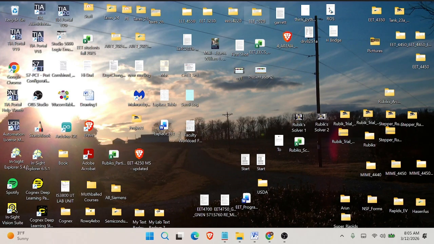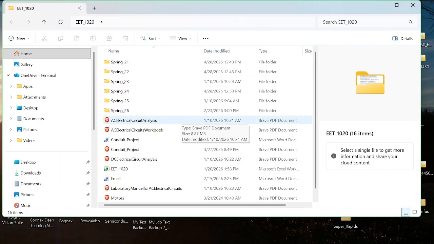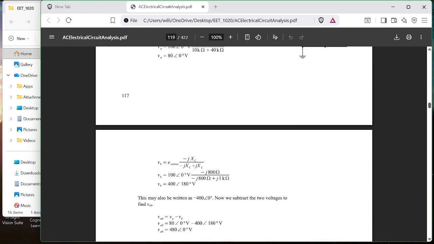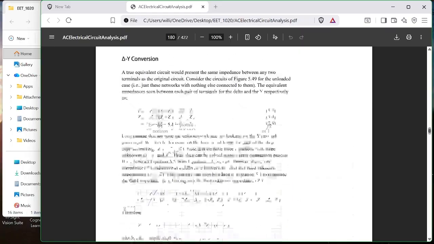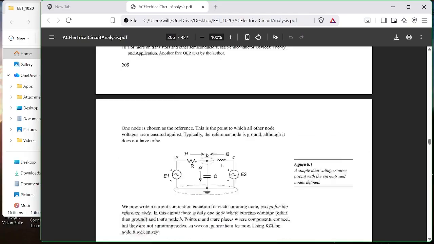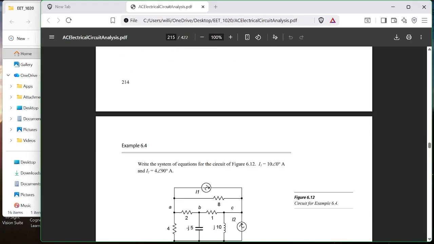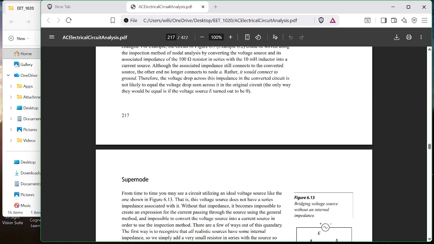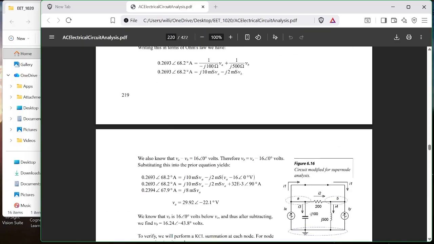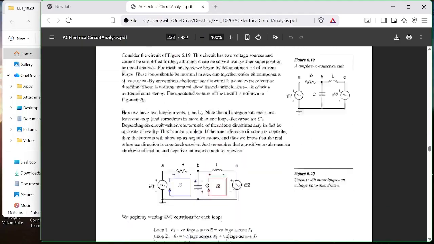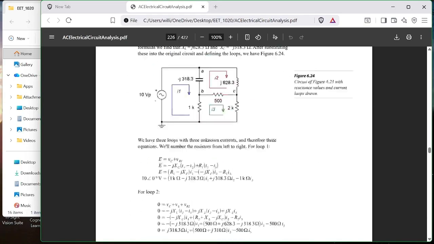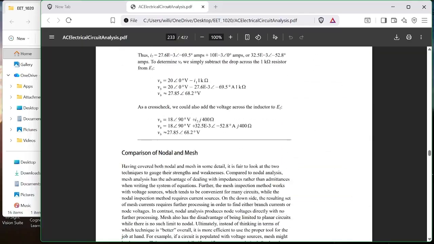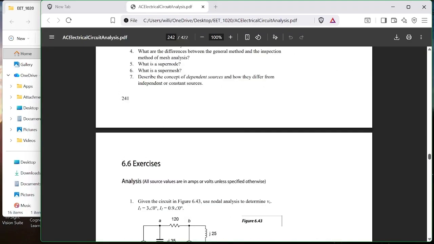So, chapter 7. We'll get there. I'm slow.